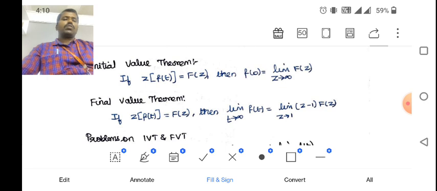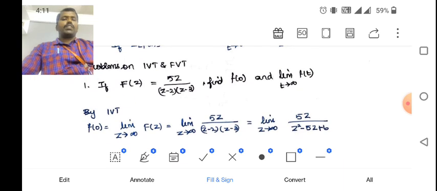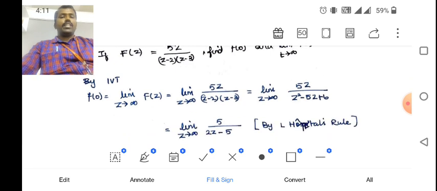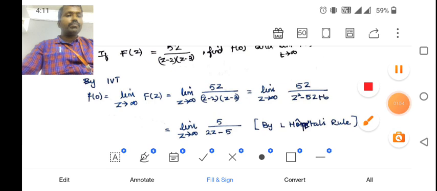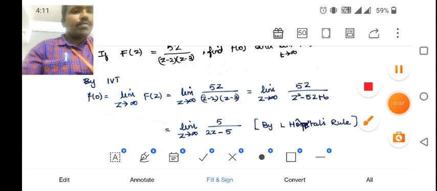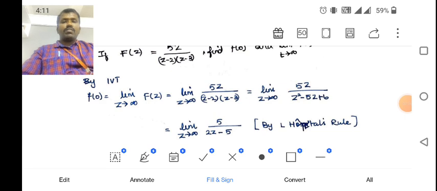We have to substitute into the formulas to solve problems on the initial value theorem and final value theorem. First problem: if F(z) equals 5z divided by (z minus 2) into (z minus 3), find f(0) and the limit as t tends to infinity of f(t). By the initial value theorem, f(0) equals the limit as z tends to infinity of F(z).